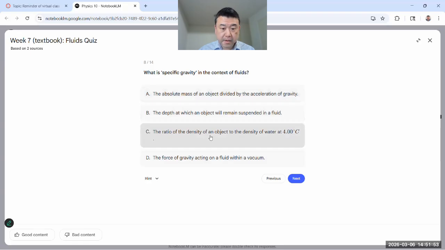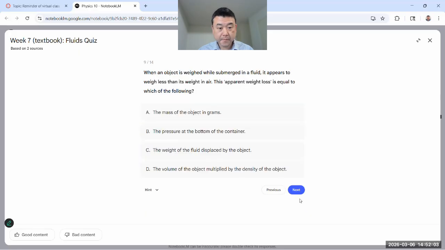Yeah, the ratio of the density of an object to the density of water at that temperature at which we define the gram. So the density of water is 1 gram per cubic centimeter. When an object is weighed while submerged in a fluid, it appears to weigh less than its weight in air. Apparent weight loss is equal to which of the following? I mean, the buoyancy force supports it, so you need less supporting force.